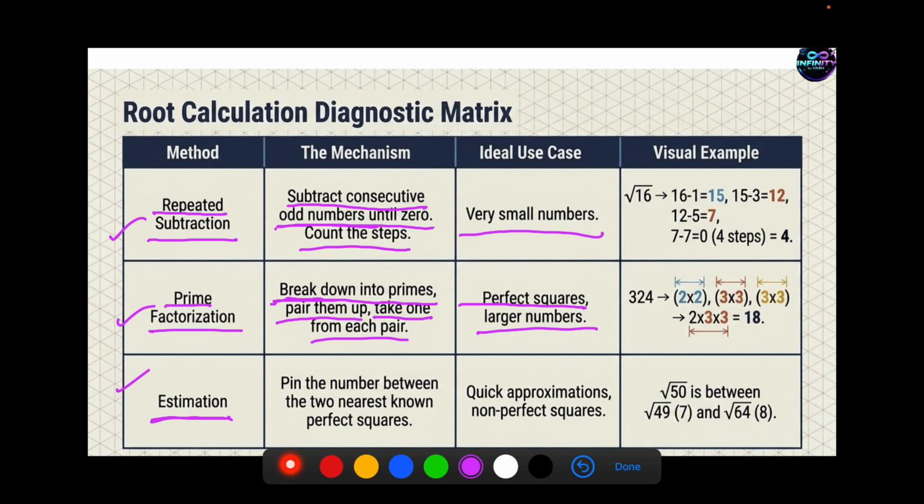Then the last one is estimation method. Pin the number between the two nearest perfect squares, then we estimate the number. It is ideal for quick approximation and non-perfect squares. We'll discuss one by one. Let us discuss repeated subtraction method.